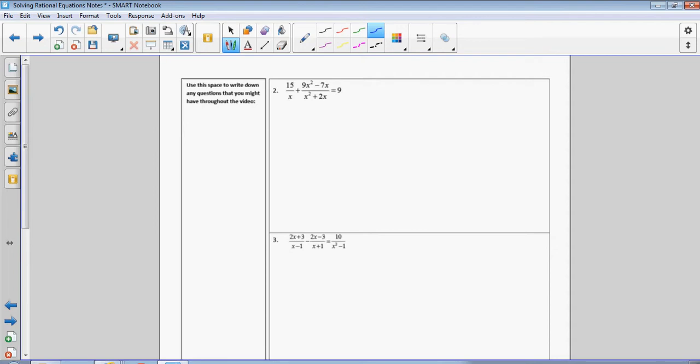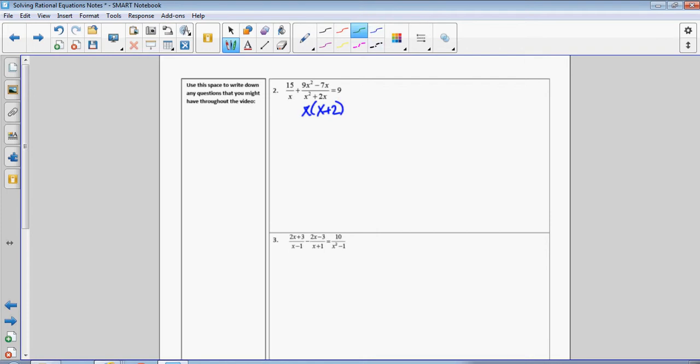This is Unit 6, Day 4, and we are solving rational equations. This is the second page of your notes. So we're on problem 2, and we have two denominators, x and x squared plus 2x. So the x squared plus 2x can be factored. We can factor out the GCF of x, and we have x times x plus 2.